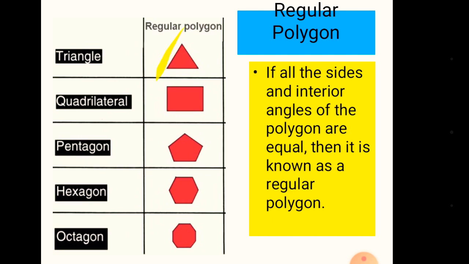So these all are examples of regular polygons because in all these figures sides are equal. First one is a triangle, all three sides are equal, also angles are equal. Second one is a quadrilateral, it is a perfect quadrilateral, all sides are drawn equally and angles are also equal. Third one is a regular pentagon. So these all are examples of regular polygon where sides and angles both are equal.